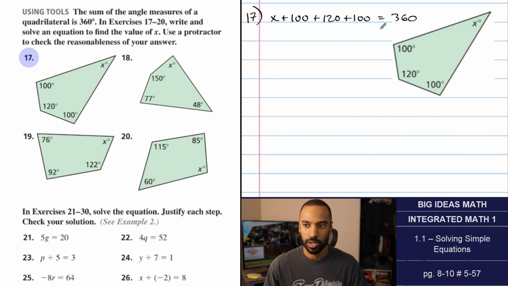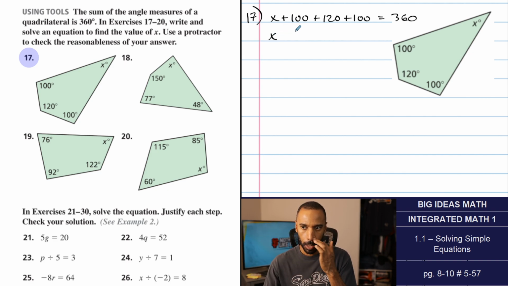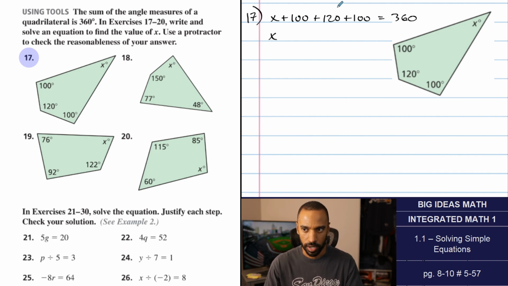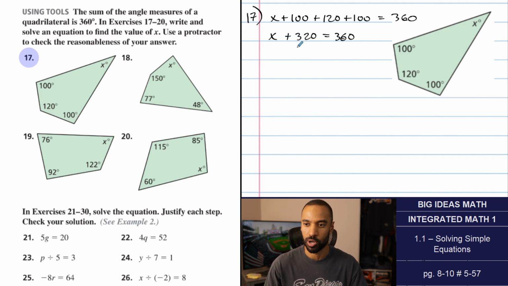Could I subtract 100 because it's added? Yes. And subtract 120? Yes. And subtract 100? Yes. But if we combine them first, simplify that side, I think it really eases our situation more. What is 100 plus 120 plus 100? Well, that's 320. And now we have a simplified version of that side, where getting x by itself just requires subtracting this one number, 320. Avoid any mistakes along the way.